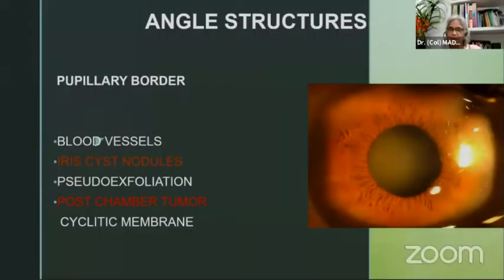Now starting, people feel making a corneal wedge is difficult. So let's stop the corneal wedge. Let's start from the pupillary border. Let's go the reverse way. So we look at the pupillary border for all the signs, blood vessels, etc.